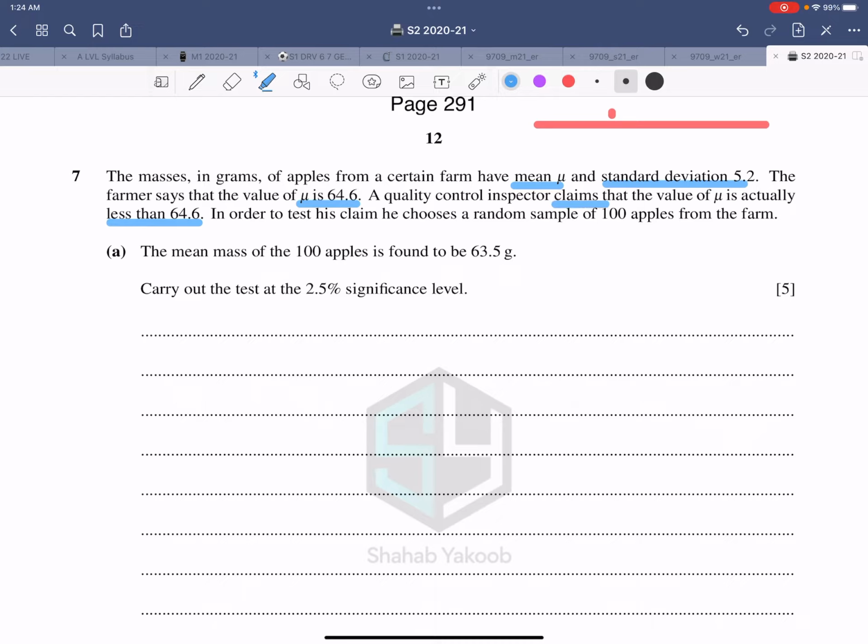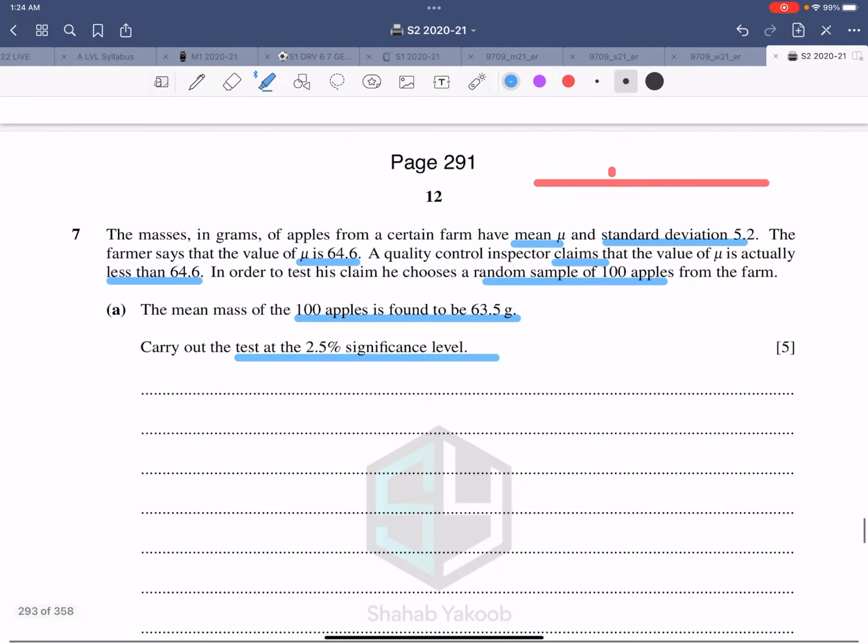So now it's about claims and suspicion. In order to test his claim, he chooses a random sample of 100 apples from the farm. The mean mass of 100 apples is found to be 63.5. Carry out the test at the 2.5% significance level. So the first thing over here, that it is about a hypothesis test, and this is for normal distribution. Now whether it's normal or whether it's approximately normal, let's see.